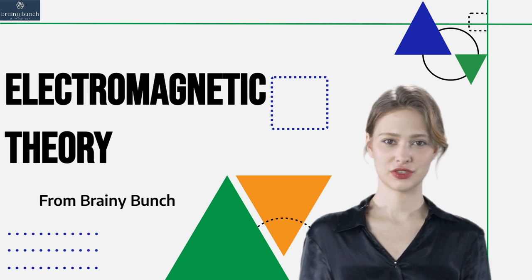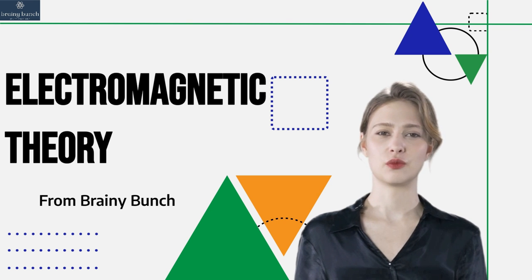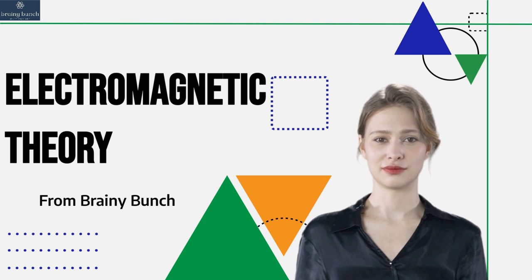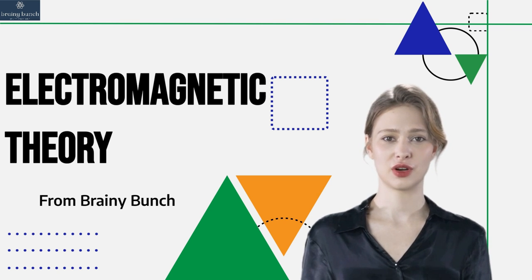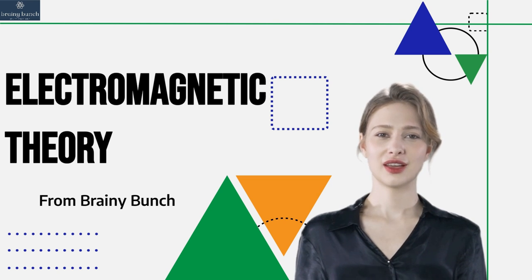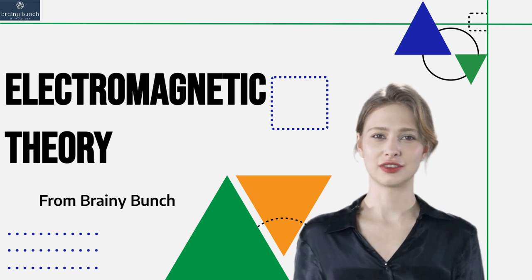In the previous episode, we explained quantum mechanics. Today, we'll dive into the fascinating world of electromagnetic theory. We'll explain this theory in three sections, each designed for a different age group: children 5 years old, teenagers 15 years old, and adults. So, let's get started.